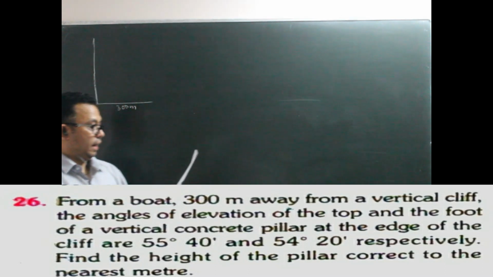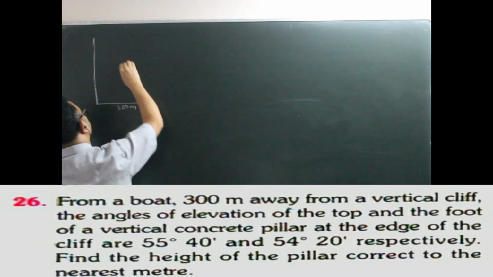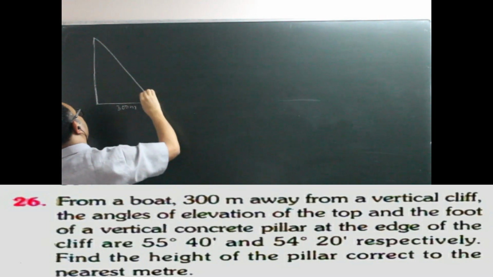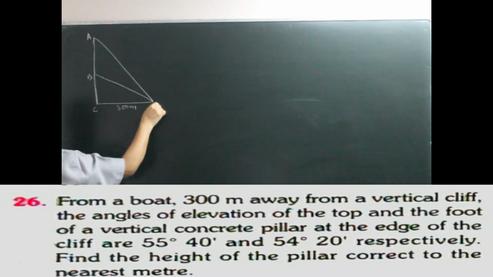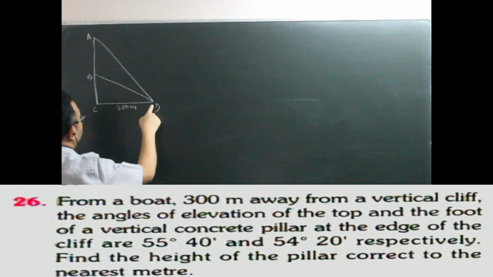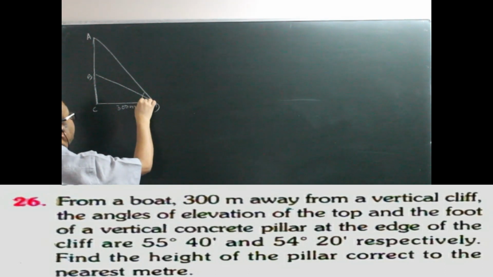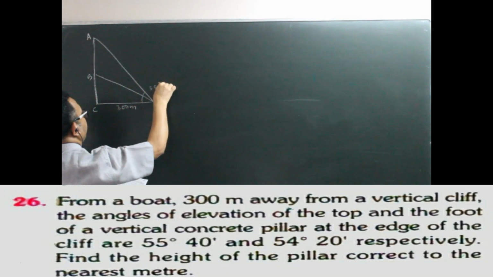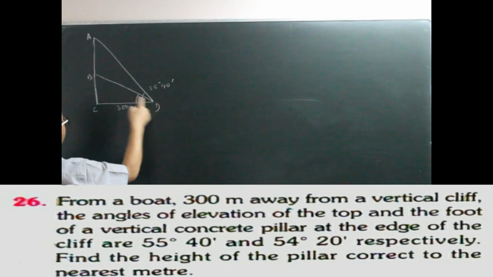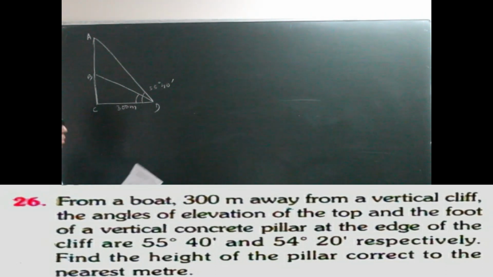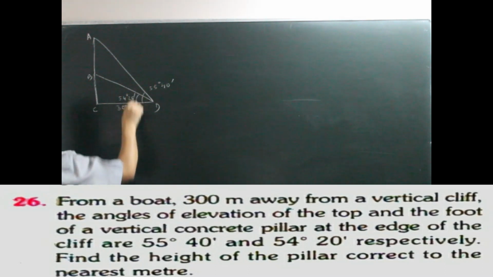Then the angle of elevation of the top and the foot. So from here, when you are looking at the top, this is the top of the pillar, and this is the foot of the pillar. So if I am giving a name as A, B, C, D, the pillar is AB. So from here, when you are looking at the top and foot of the pillar, the angle of elevation for the top is 55 degree and 40 minute. And for the bottom, when you are looking from the same place, from the same ship, at the bottom of that pillar, then it is 54 degree and 20 minute.